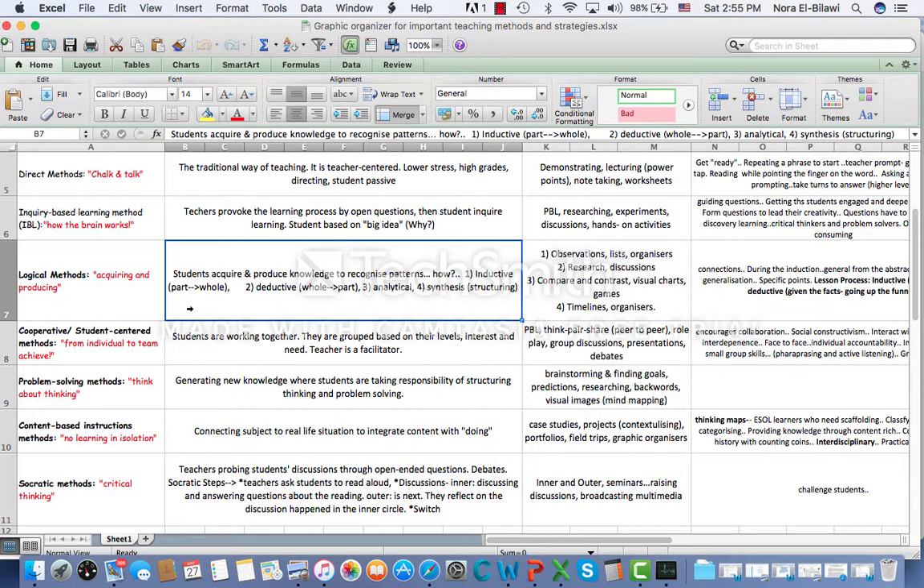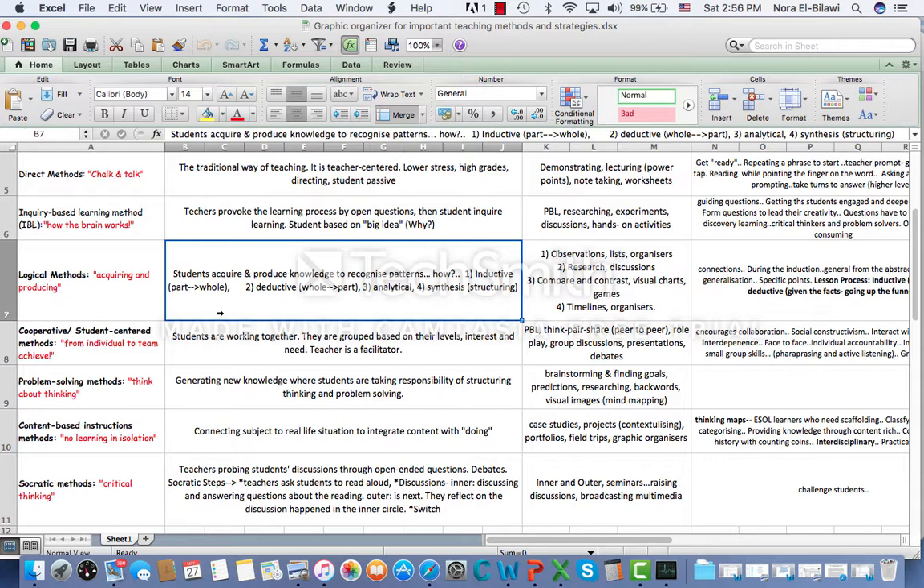So inductive, you teach them the small picture until they reach the bigger picture, or you teach them deductively by showing them the whole idea, and then they divide it into parts through their exploration, or you analyze the information together, and at the end, students structure and synthesize or summarize what they have learned. So this is the process of the logical methods. You're always doing mostly at least 3 out of these 4 in your classroom.